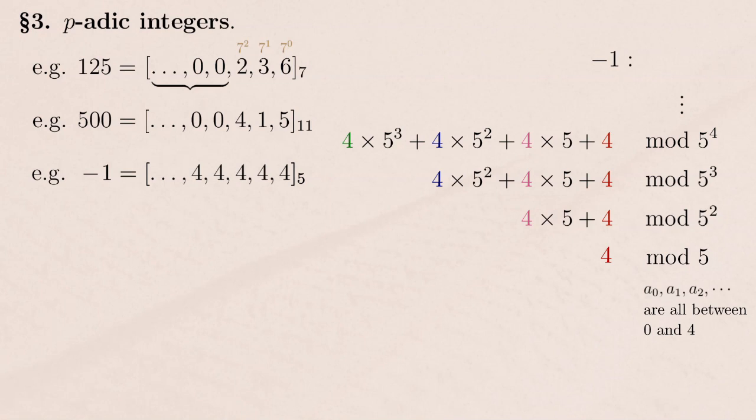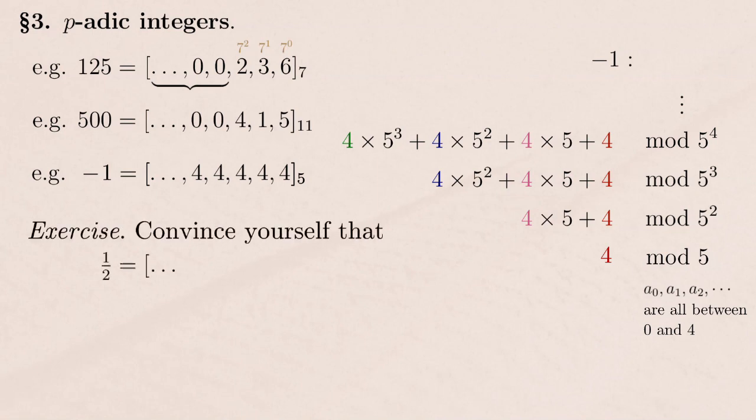In fact, this number system can represent more than just integers. You might remember that we talked about division in modular arithmetic early on in video 10, and if so, you might like to try to convince yourself that a half can be written in base 5 as an infinite repeating string of 2s followed by a 3 at the end.